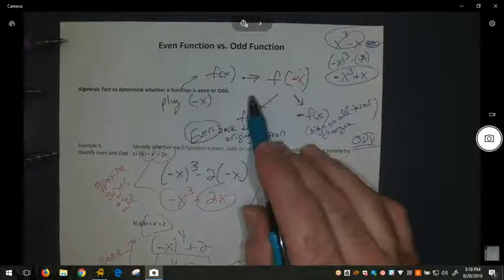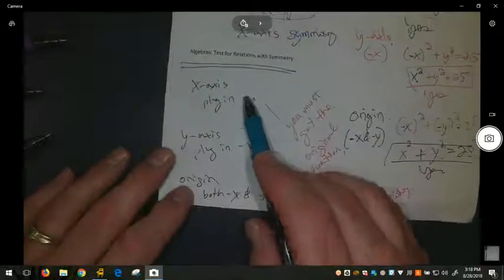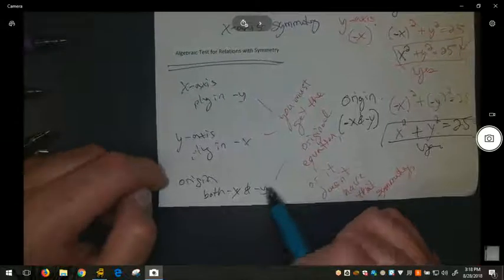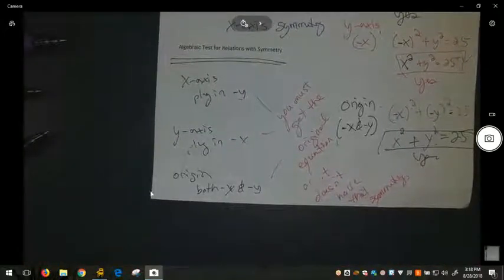Once again, the learning target for this video was for you to understand how to use the test to determine if a function is even or odd, and how to test three different ways for a relation, whether it has x-axis symmetry, y-axis symmetry, or origin symmetry.